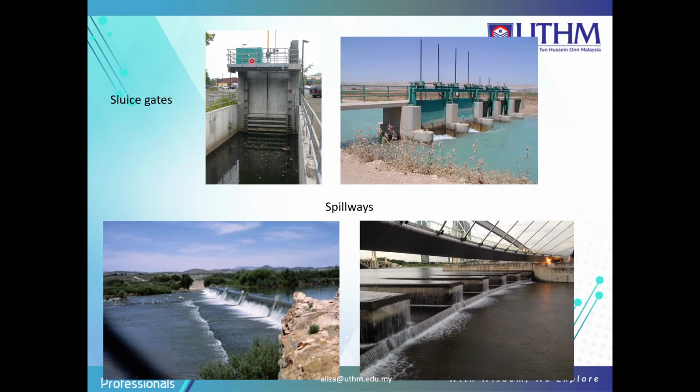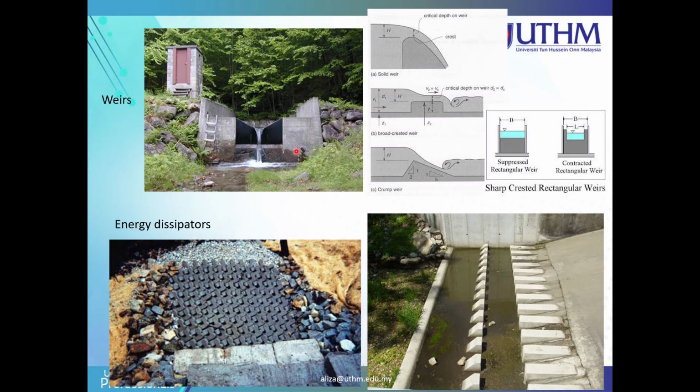This is the sluice gate, and this is also a sluice gate. Then the spillway here, this is in the dam. And the weirs here, based on the type of weirs, such as sharp crested rectangular weirs and broad crested weirs, which we have learned in chapter 3 and chapter 4. And this is the energy dissipator, based on these types here.